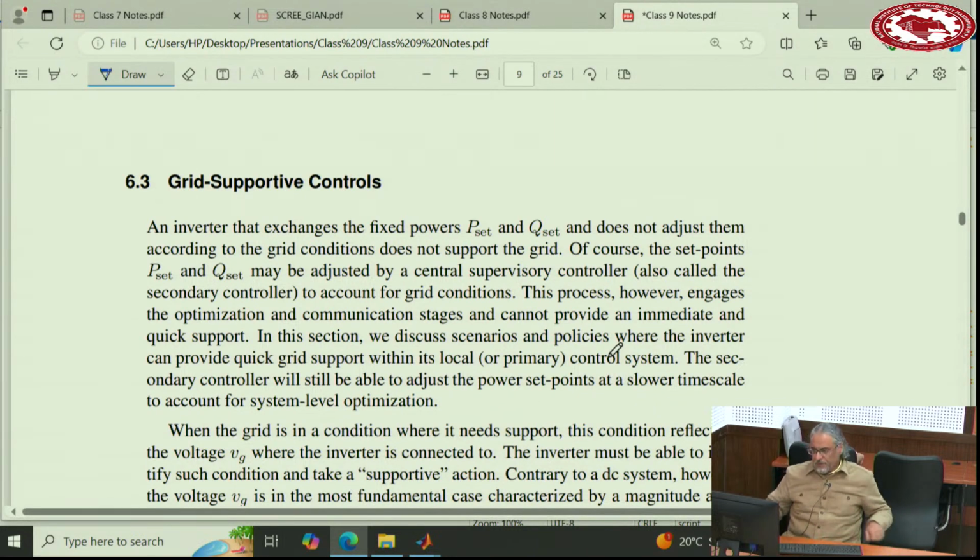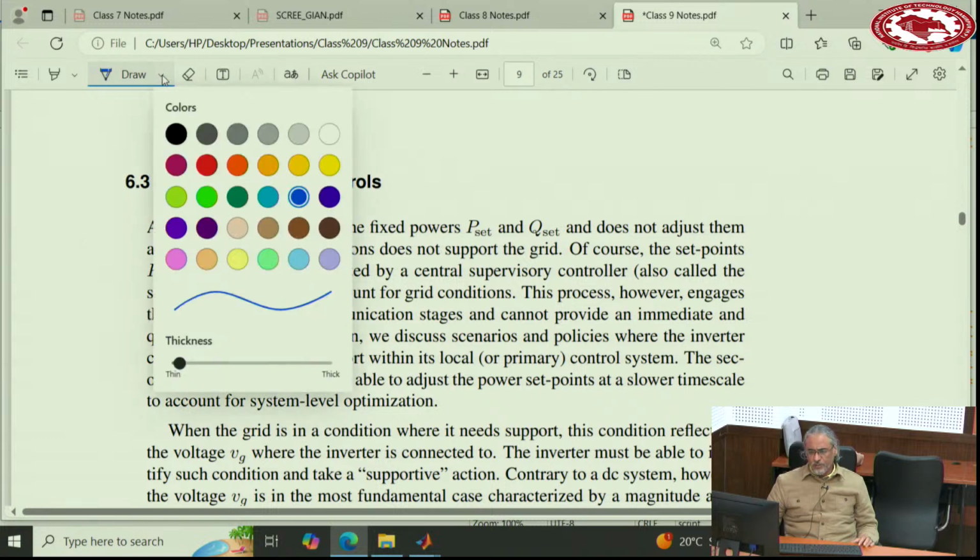Okay, so that was grid feeding, right? Because we feed this amount of real power and this amount of reactive power to the grid, and if there are harmonics, how to fix that problem. So we discussed these two. The second aspect, if our converter wants to provide support to the grid, what should we do?